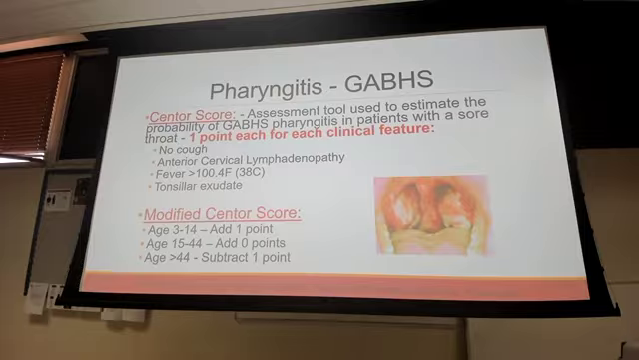The modified Centor score, so essentially they're the same thing. The modified Centor score is just more specific because it incorporates age. So if a patient is between the ages of 3 and 14, they get 1 additional point. If they're between 15 and 44, it's 0 points. And then if they're over the age of 44, you subtract 1 point. Any questions on that? Because this will be the baseline for some of our questions.